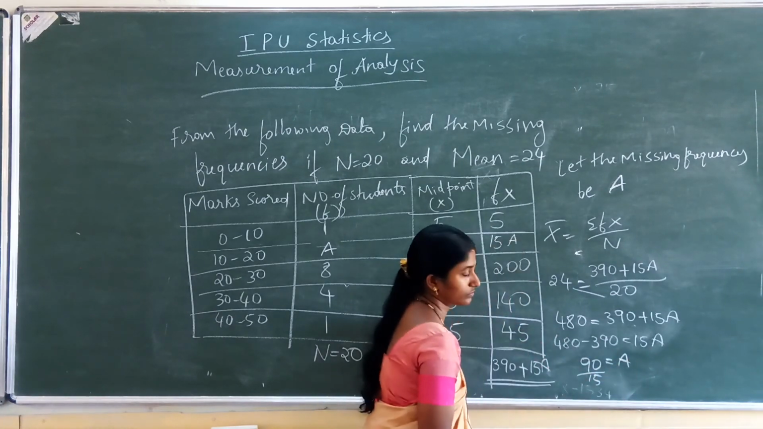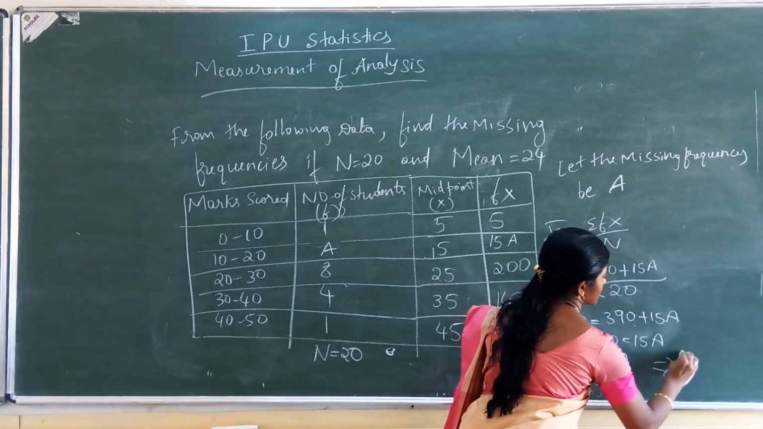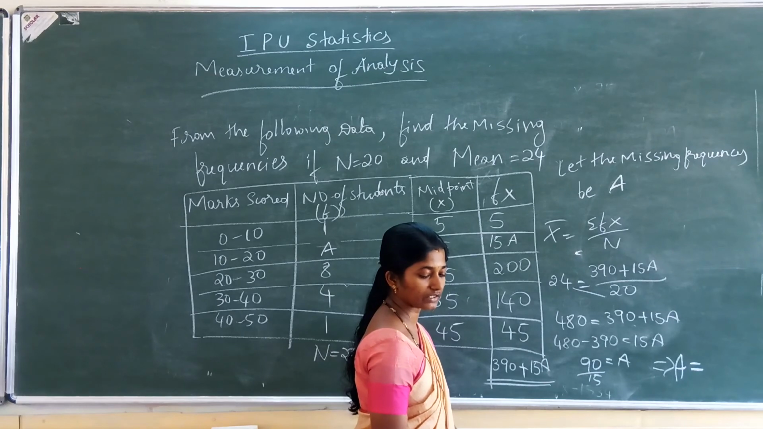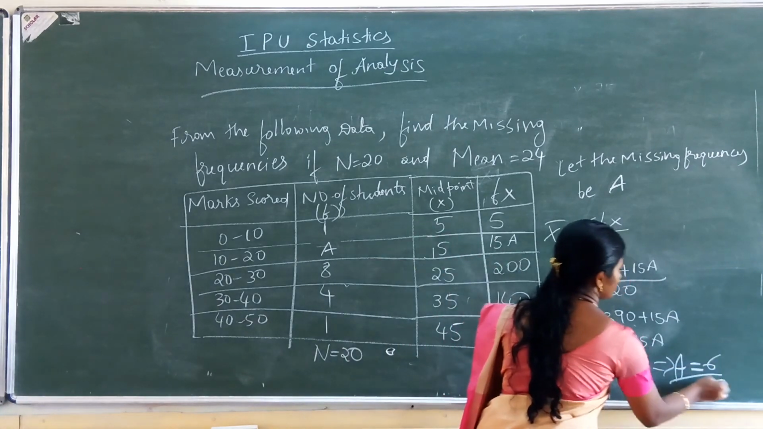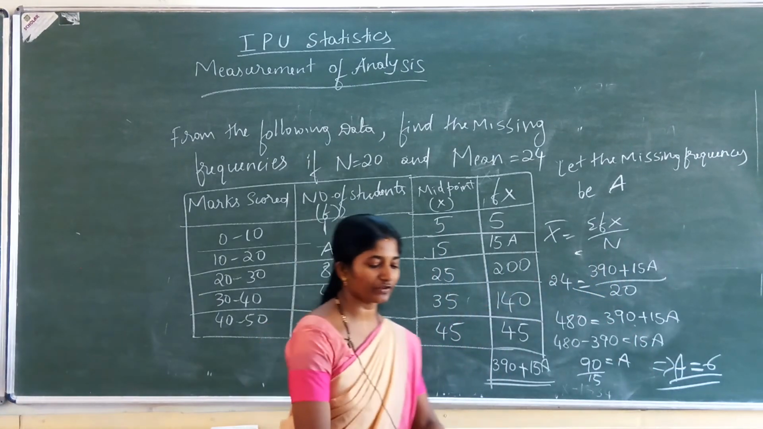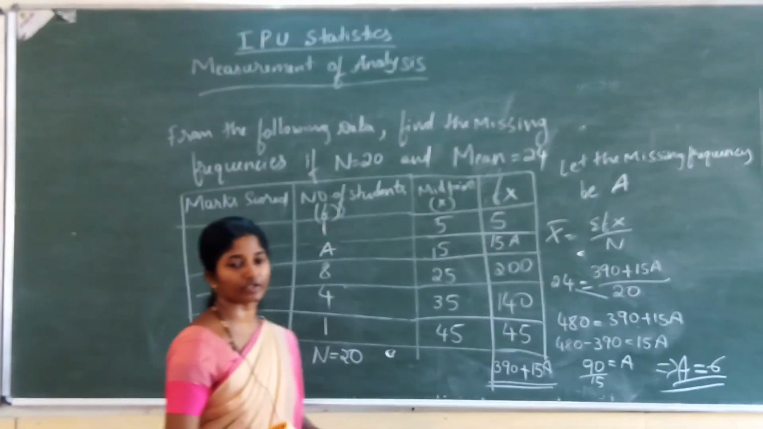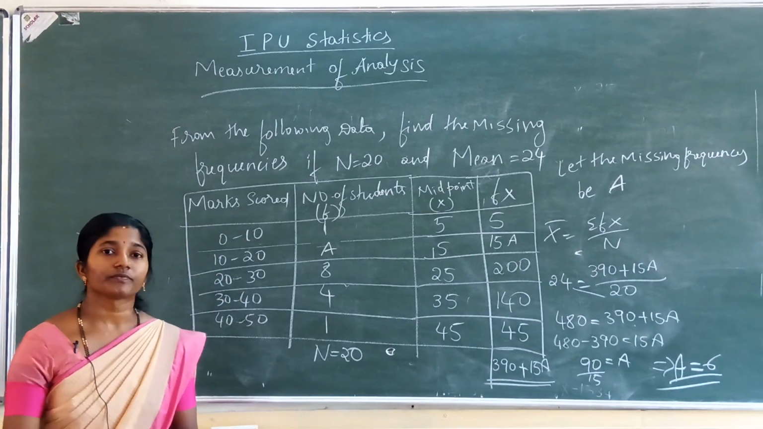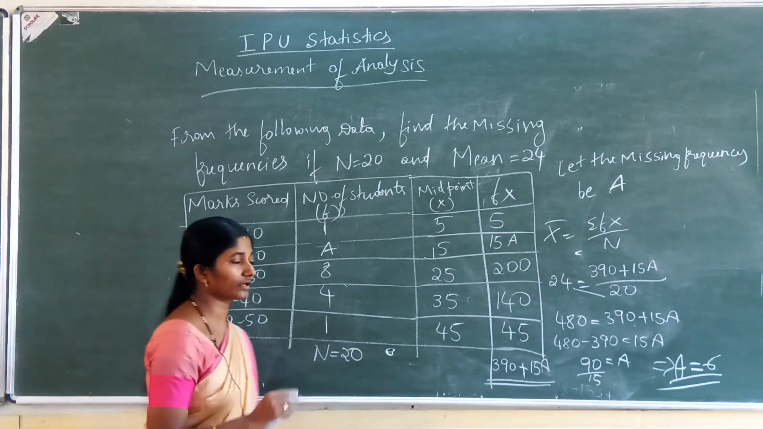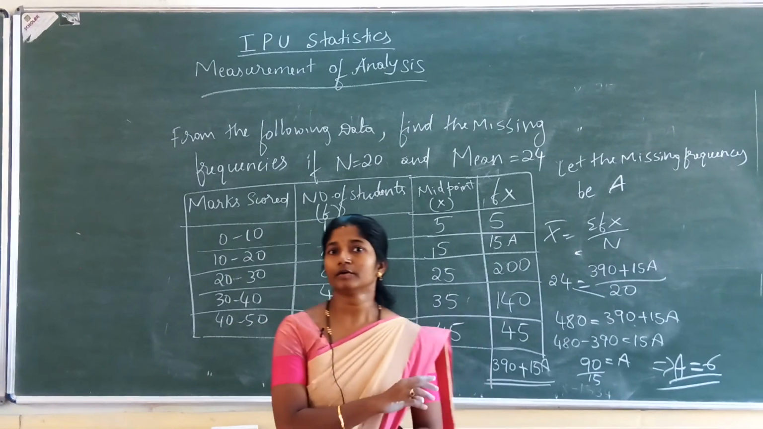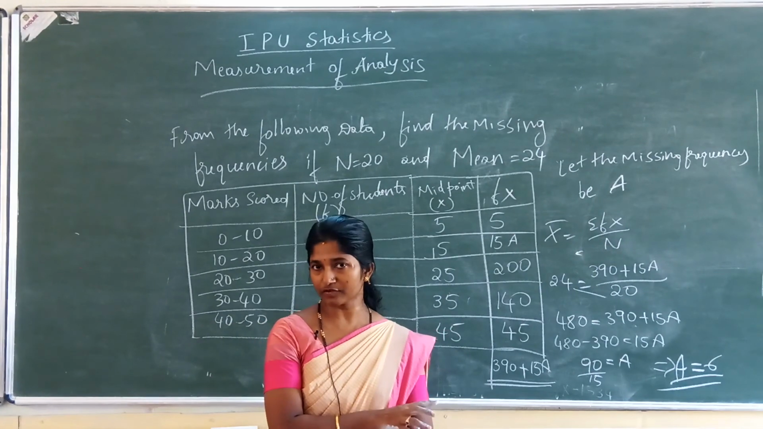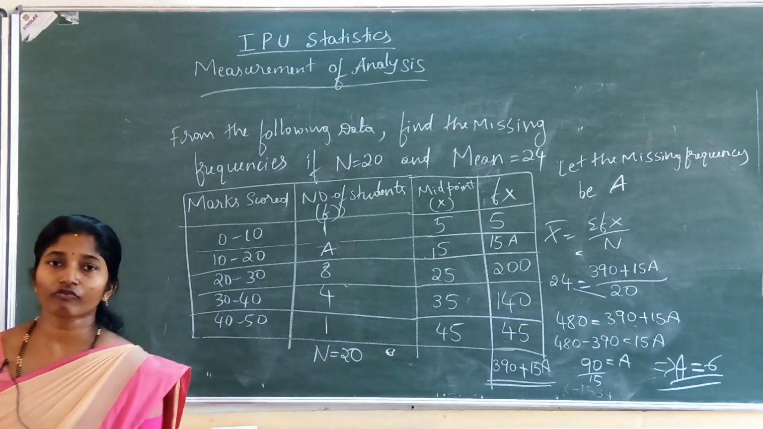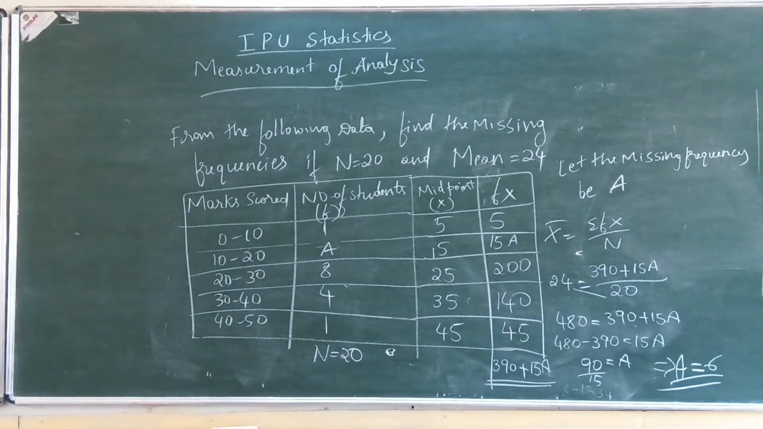Then a equals, what is the answer? That implies a equals 6. Therefore our missing frequency is equal to 6. Okay, here we have completed the arithmetic mean calculation part, that is the missing frequency. In the next class we will continue with properties of arithmetic mean.